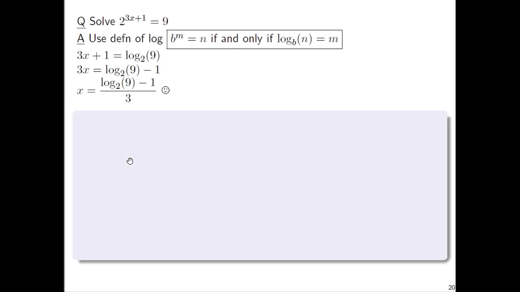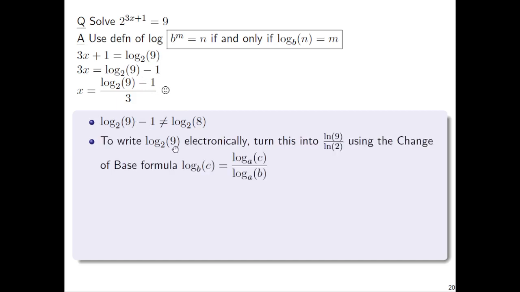Now just a couple comments are in order about this. First of all, log base 2 of 9 minus 1 is not the same as log base 2 of 9, then a minus 1. Okay, log base 2 of 8 is different than log base 2 of 9, then a minus 1. So be careful with that.